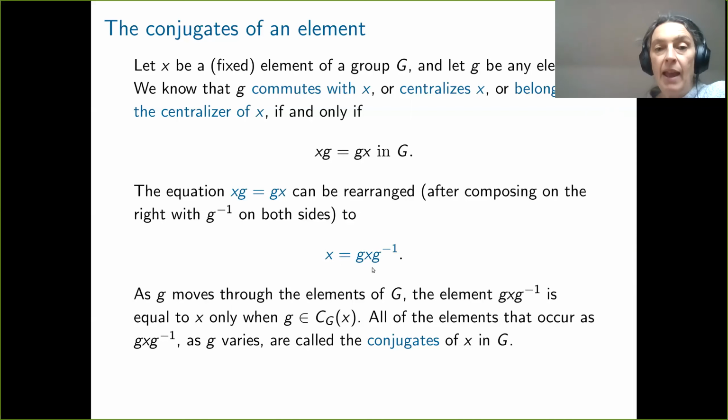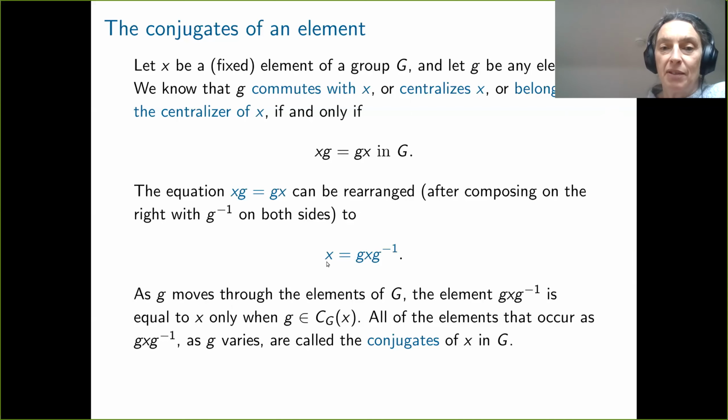Generally, it's not. And as we let g move through all the elements of the group G, this expression gxg inverse will run through some of the elements of the group. The elements that arise as gxg inverse for different choices of the element little g are referred to as the conjugates of the element x in G.